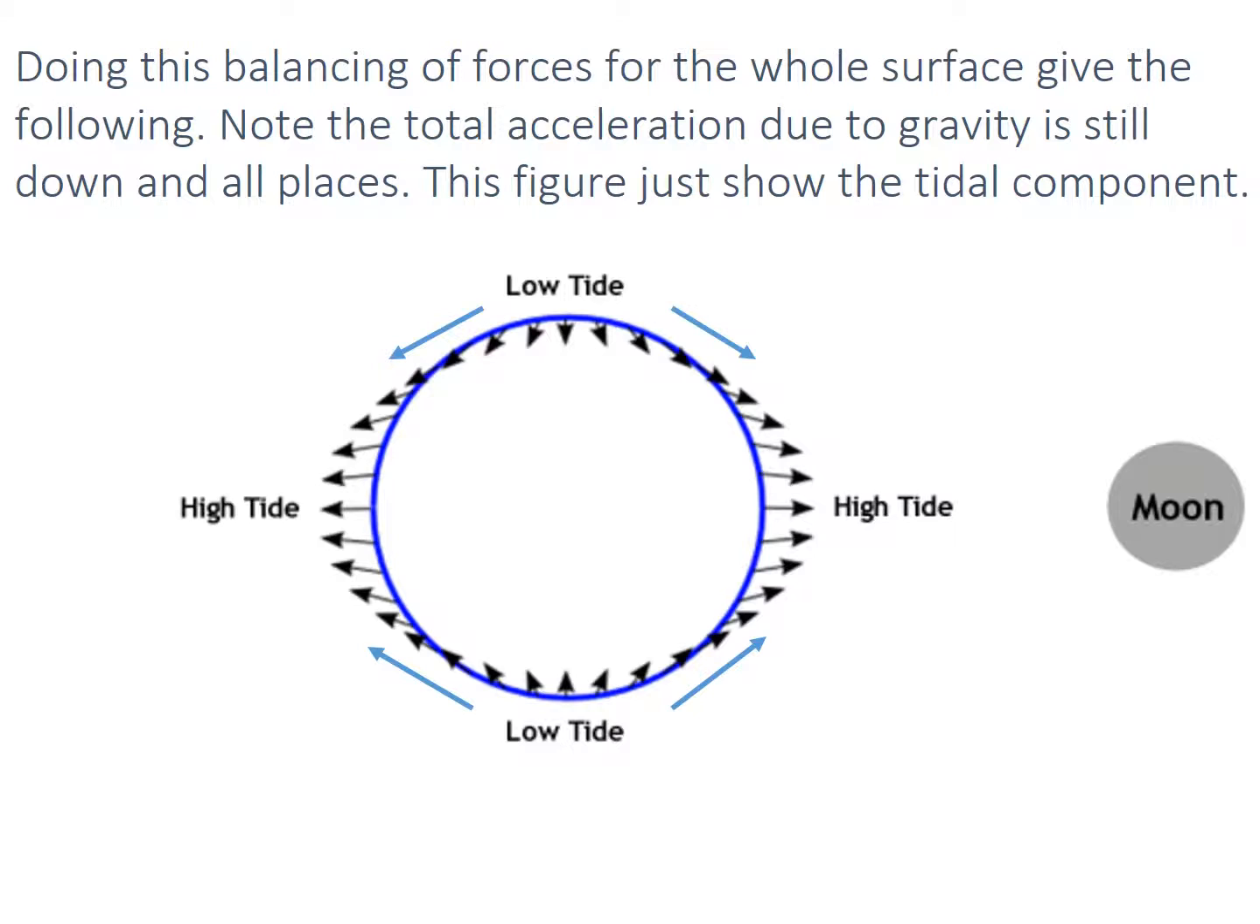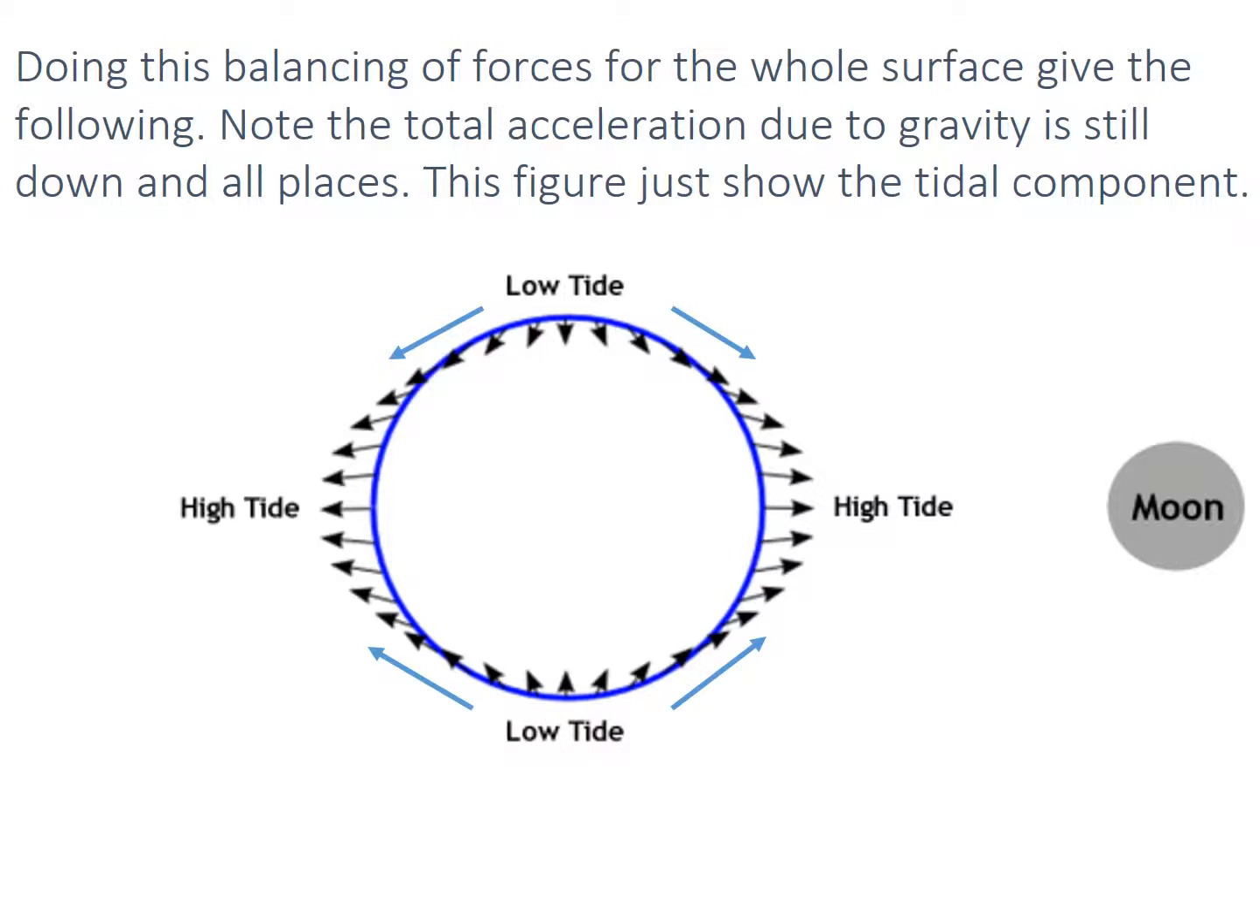Okay, so we need to think about what this means in terms of sea level, or the tides. If we think about what's happening on the high tide side, this is a tiny, tiny change in gravitational pull. So we don't get a high tide near the Moon because the water's being pulled outwards towards the Moon, because it's five orders of magnitude less than the gravitational attraction down. You can work out how much it would be. It would be maybe a millimeter of sea level change.